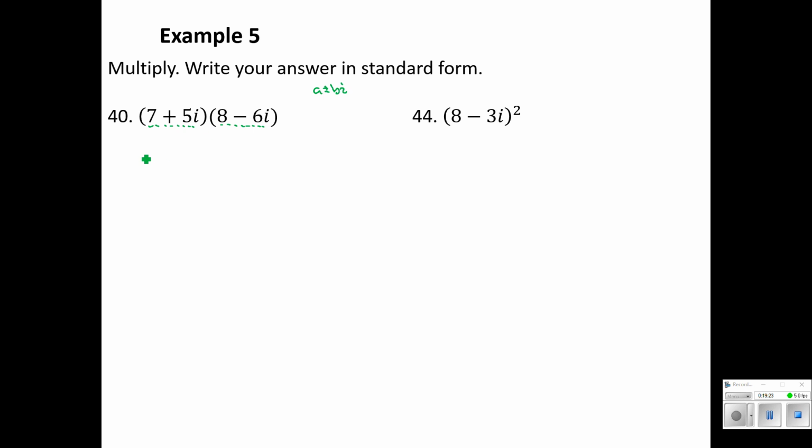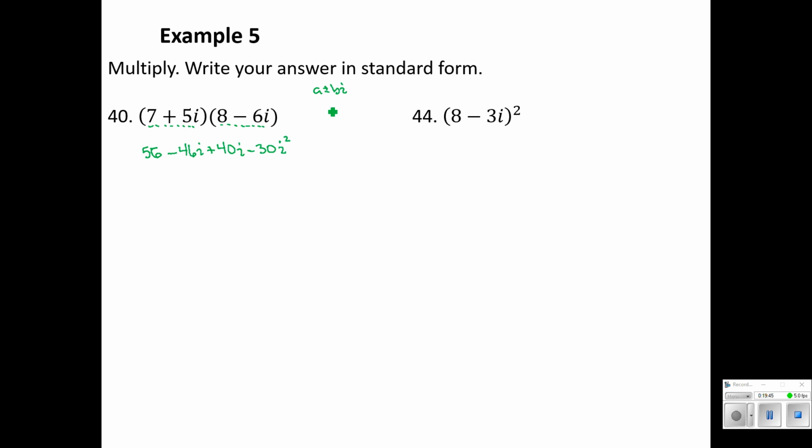And if I were to give you this without any directions whatsoever, I would hope that you would start to FOIL them out. First times first, 7 times 8 is 56. Outside, we got minus 46i. Inside, I've got plus 40i. And last times last, I get minus 30, and there's an i times i in there, i squared.